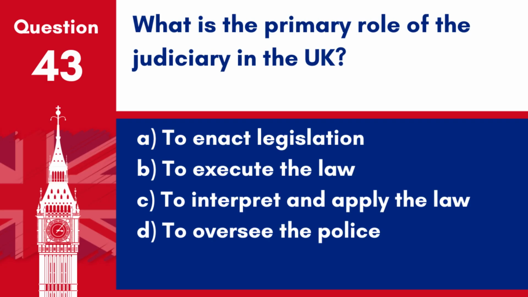Question 43. What is the primary role of the judiciary in the UK? A. To enact legislation, B. To execute the law, C. To interpret and apply the law, D. To oversee the police. Answer: C. To interpret and apply the law. The judiciary's primary role is to interpret and apply the law, ensuring justice is served through fair and impartial courts.